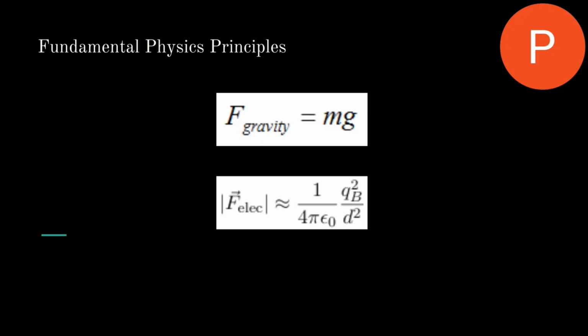Some fundamental physics principles. We have the force of gravity, the gravitational force, which is the downward pull that the Earth exerts on an object. This force is derived from Newton's second law, where force equals mass times acceleration. Acceleration can be substituted with gravity.